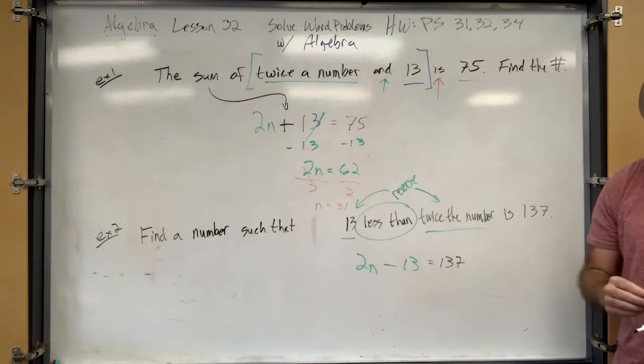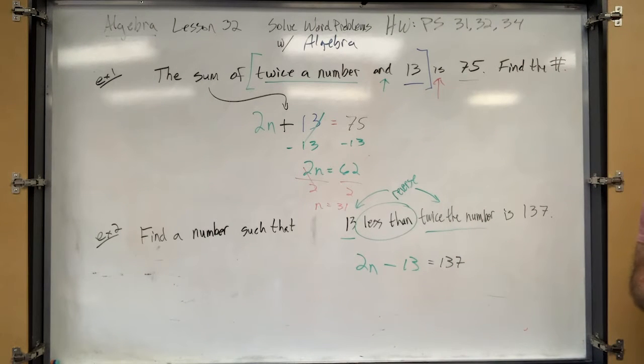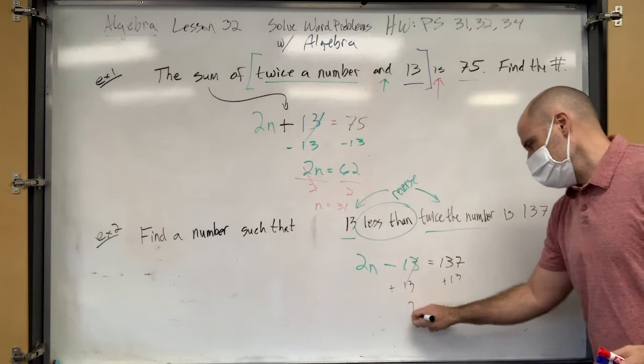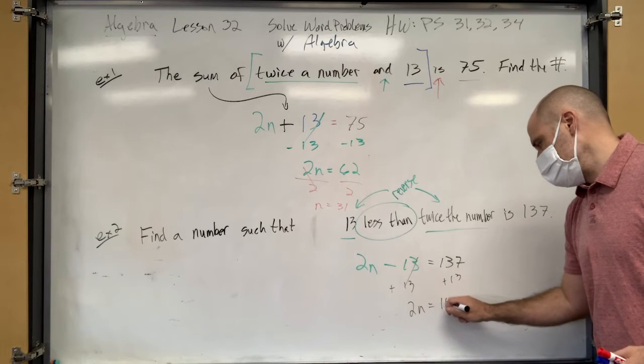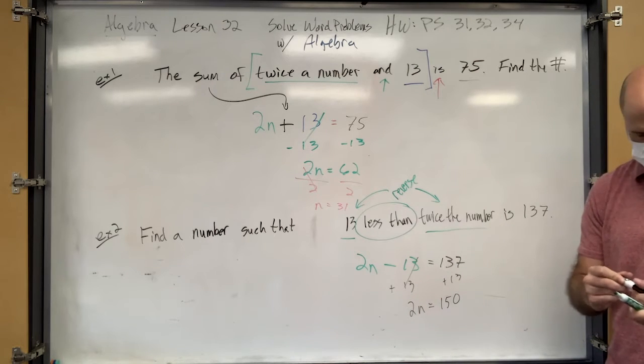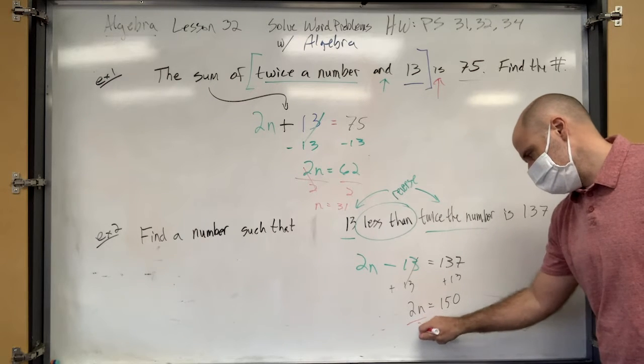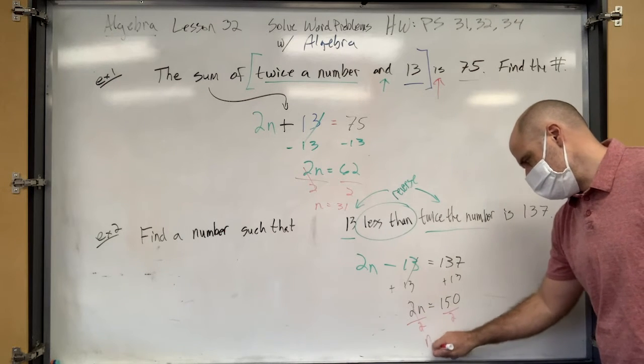Okay, so let's get rid of these guards. What do you want to get rid of first? Yeah, add 13 to both sides. 2n equals 150. Divide by 2. n equals what? 75. Good.